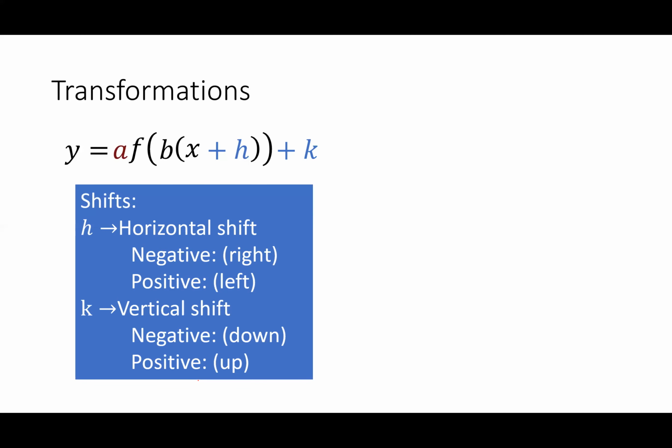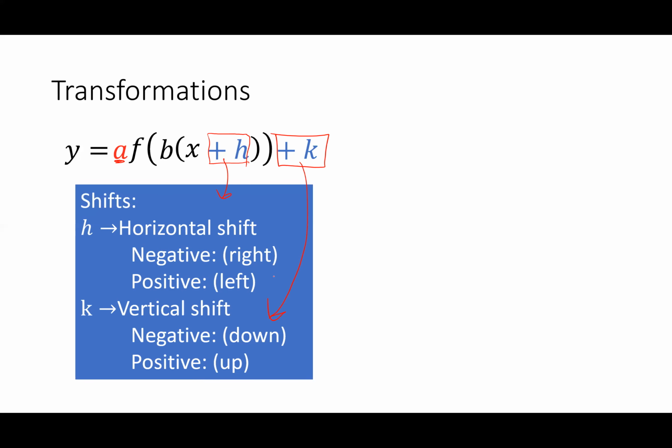Now let's talk about the a value. This a value is a multiplier on the outside of whatever function we decide to have. Keep in mind that an addition on the inside of the function is going to be my horizontal shift, and an addition or subtraction on the outside of the function, when I say outside, I mean like to the y values, that's going to be a vertical shift.